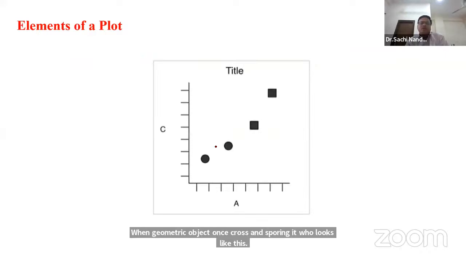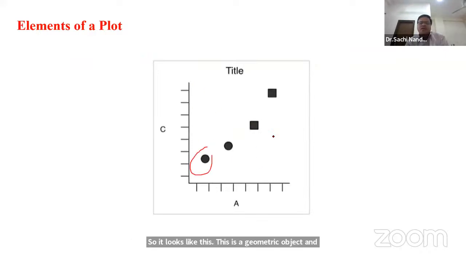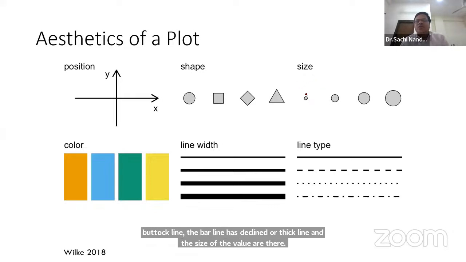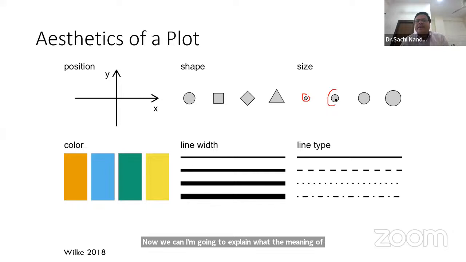So it will look like this. This is a geometric object, and the scale and coordinate you represent like this. In this way, we can build a particular plot. Now coming to the different types of lines: the dotted line, the bar line, the stick line or thick line, and the size of the value. Let me explain the meaning of size. You see the small circle, then a little bigger circle, and a little bigger again. The bigger circle represents a high volume of data, and the smaller circle represents a low volume of data, right?